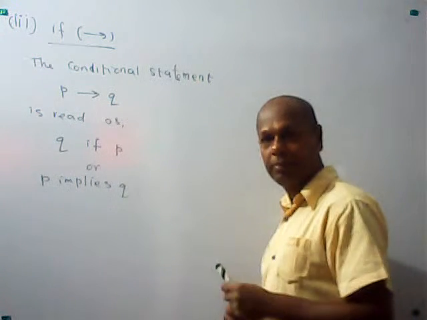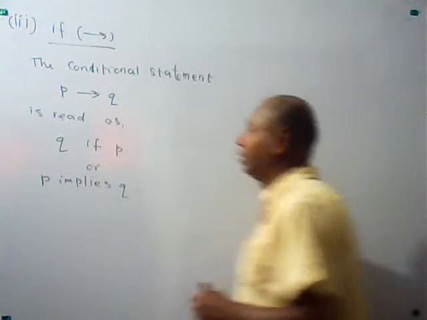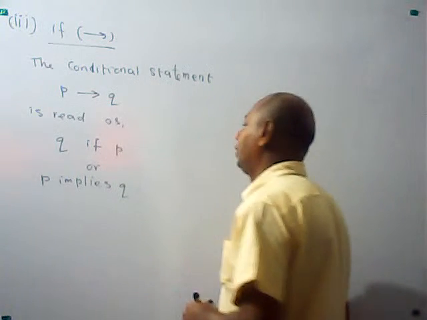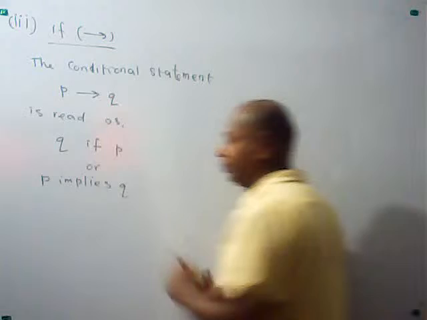And what is the truth table? I'll explain with an example. Example is this.